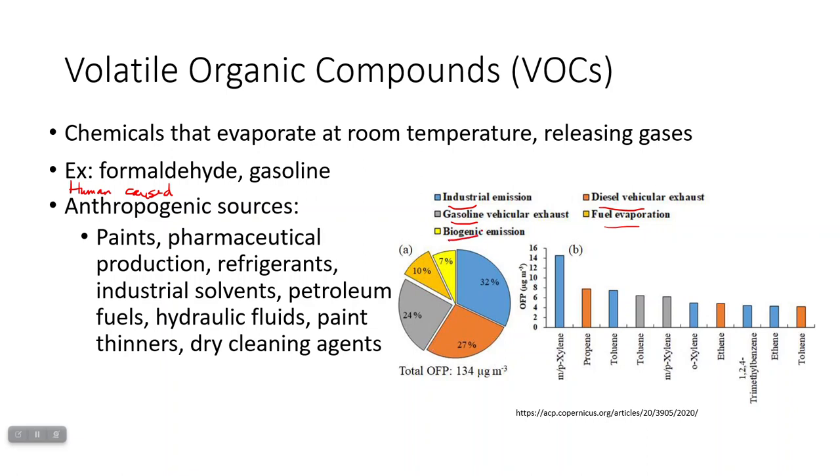There's also biogenic emissions, which are actually a natural source. So vegetation can also release some volatile organic compounds. So it's not all humans, but we put a lot more of it into the air than would naturally exist without us. And that's going to become important in a moment.